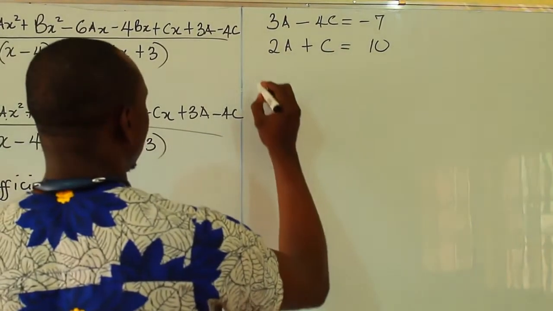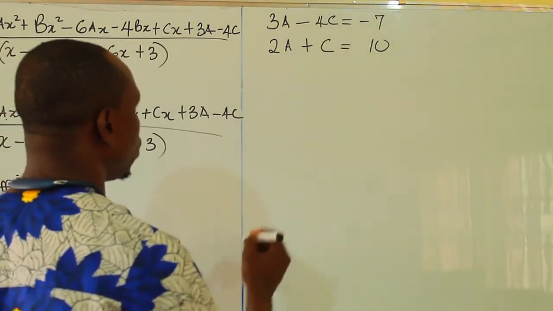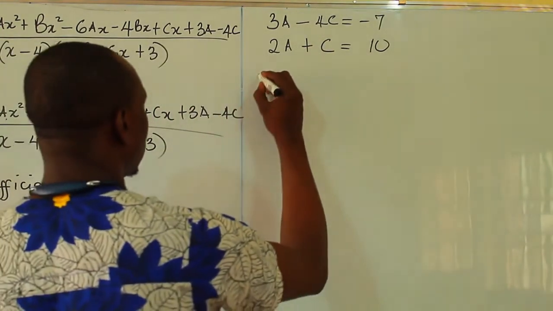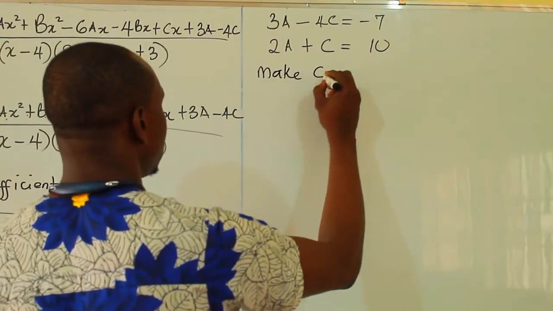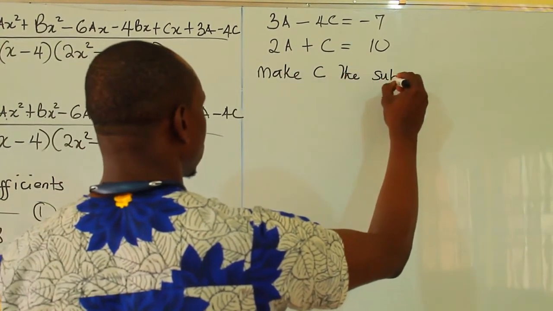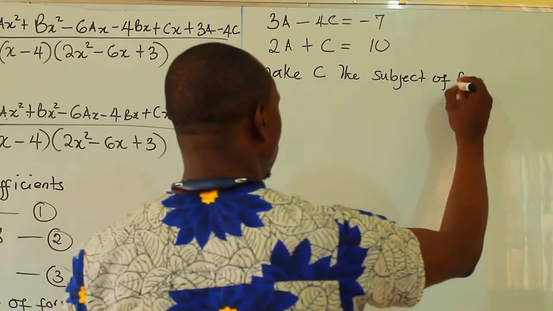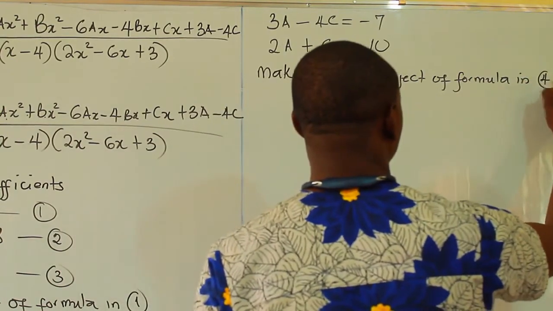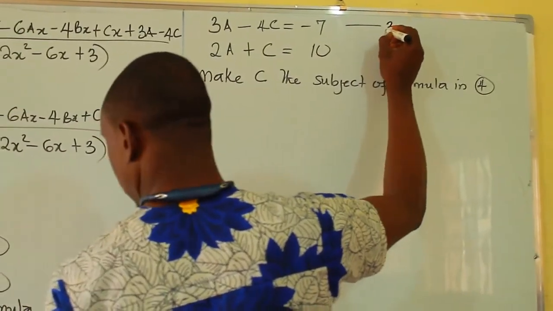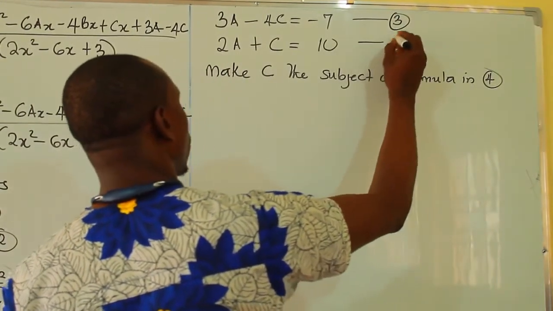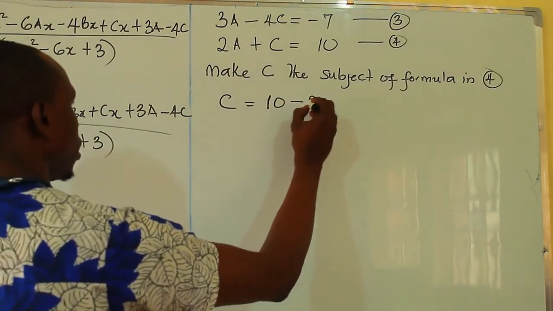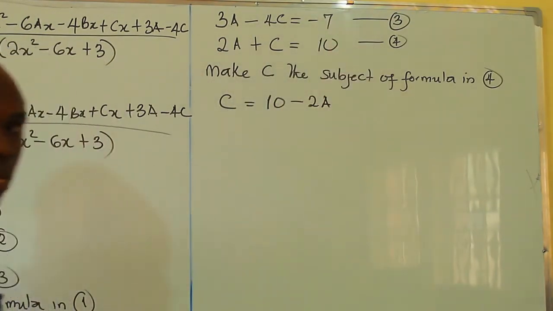My preference is to make c the subject of the formula, because the coefficient of c here is 1. It's easier making variables with 1 as their coefficient the subject of the formula. So I'll make c the subject of formula in equation 4. We got this as 3 and we have this as 4. When I do so, c will be equal to 10 minus 2a. I sent 2a to the right hand side and c has been made the subject of the formula.